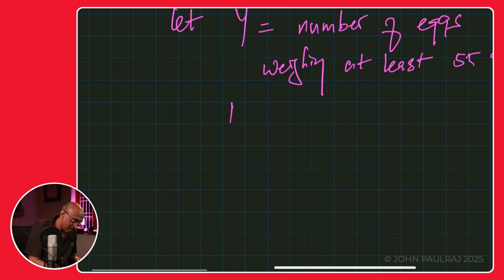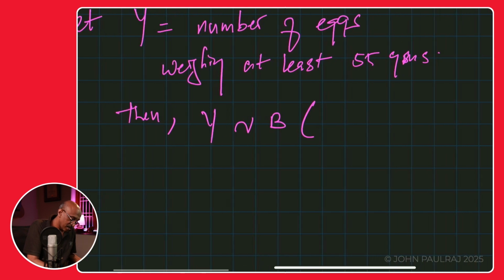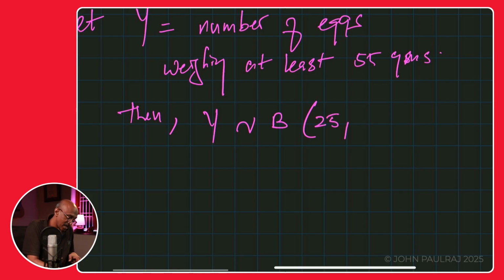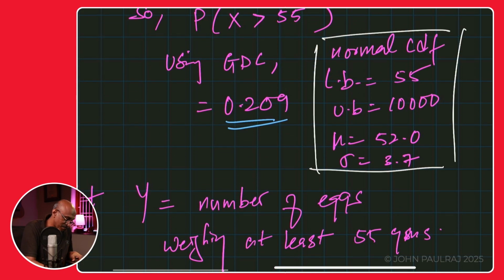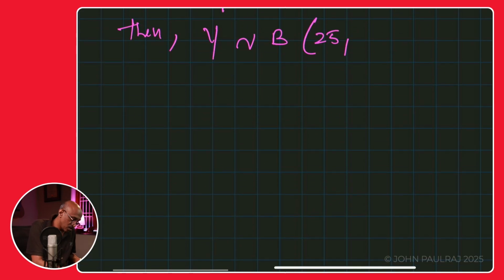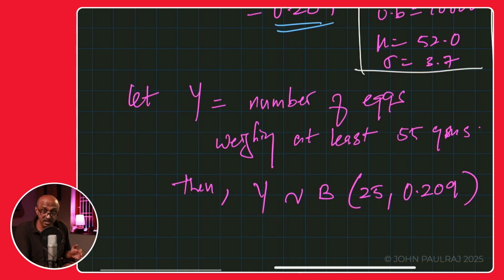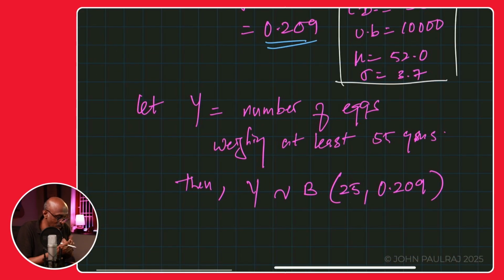And then we can say y is approximated by the binomial distribution. 25 was the number of eggs that he chose, and the probability of one of them being at least 55 is 0.209. I hope this is clear, and writing it with a new variable is equally important, because IB, if at all, is very strict about notation. Even in your IAs, you'll notice that mathematical communication is one of the criteria in the rubric. So it's not just for the IAs, even in the exams, develop a habit of making sure you use the correct notation.